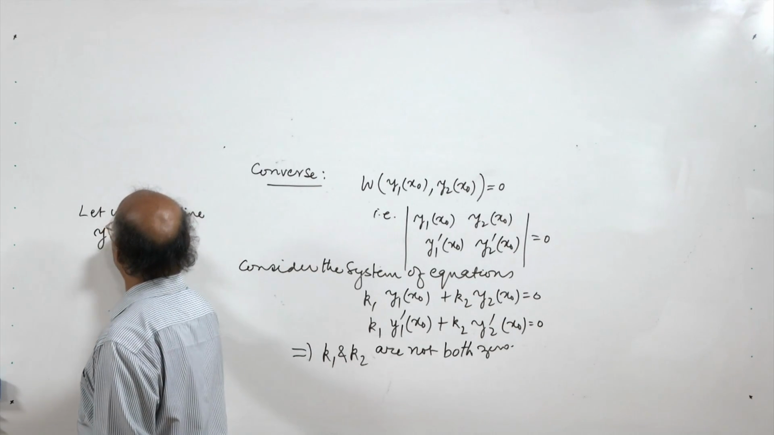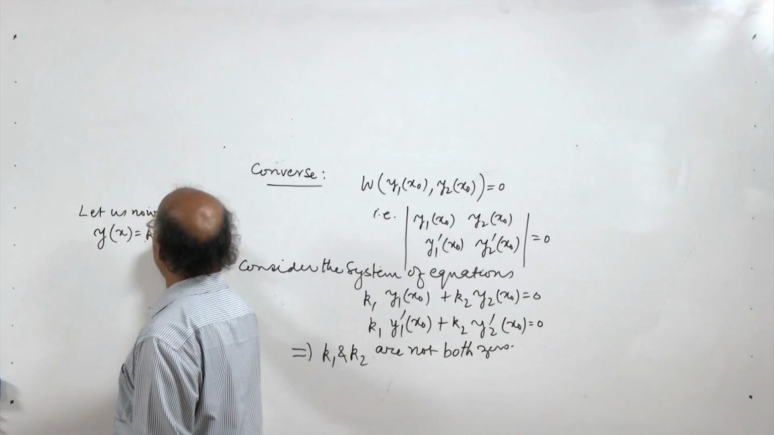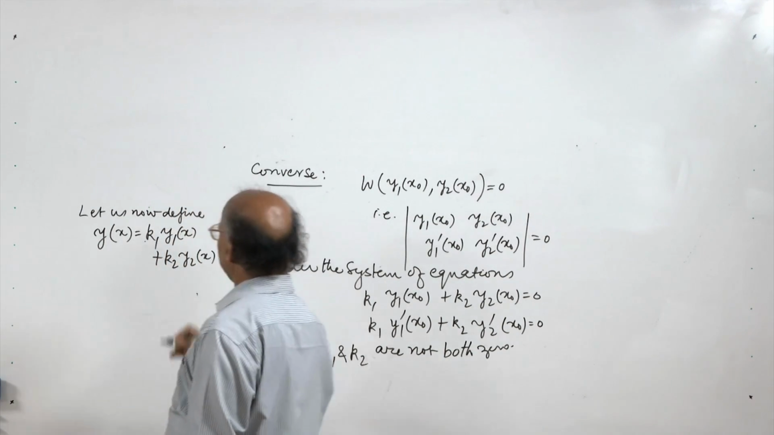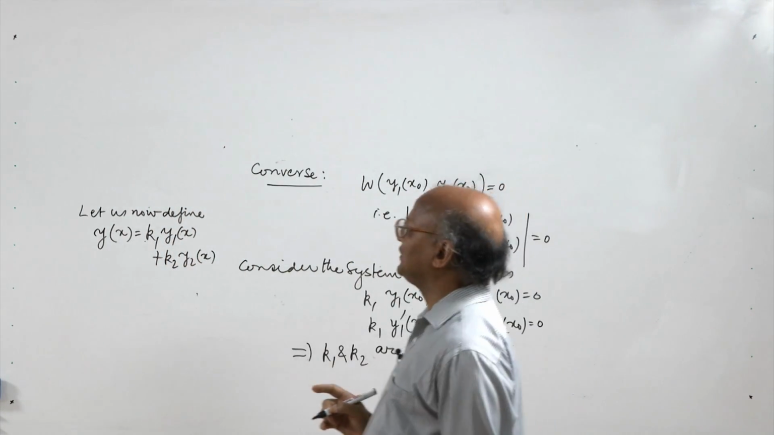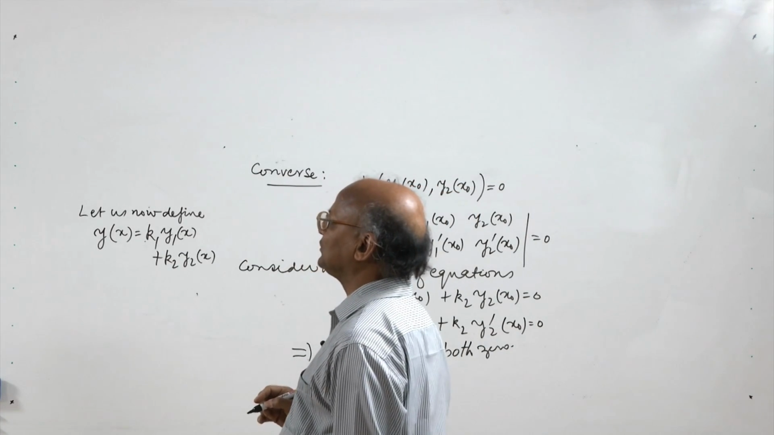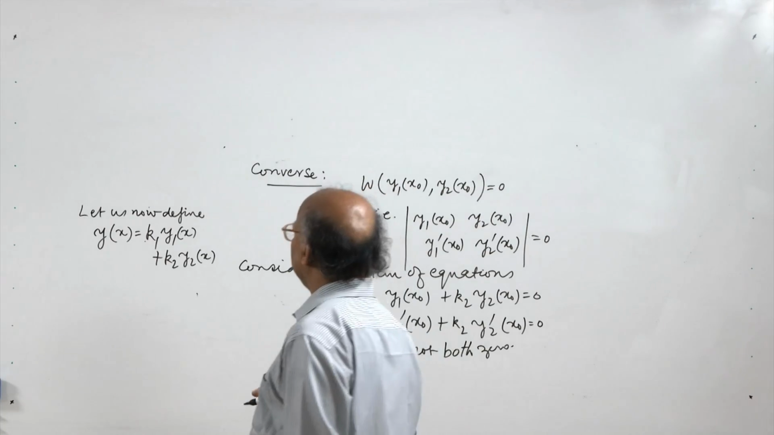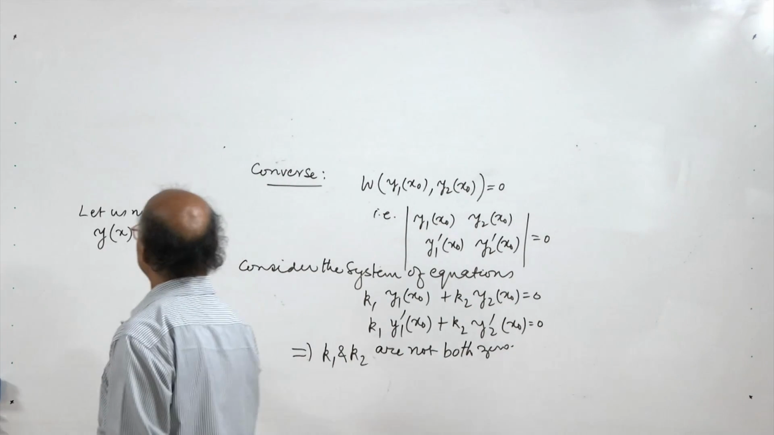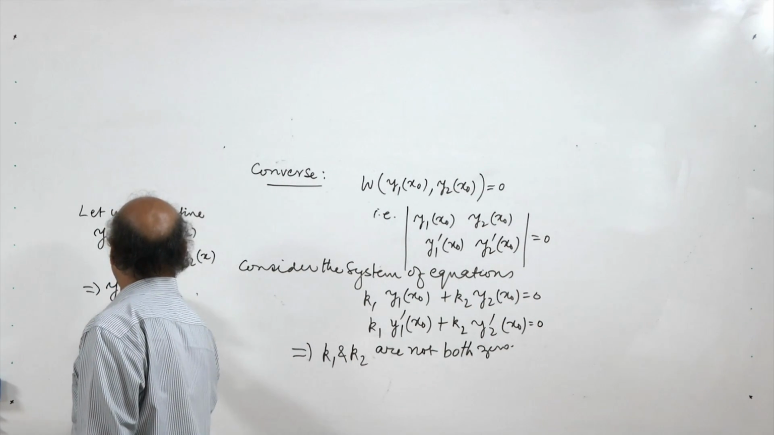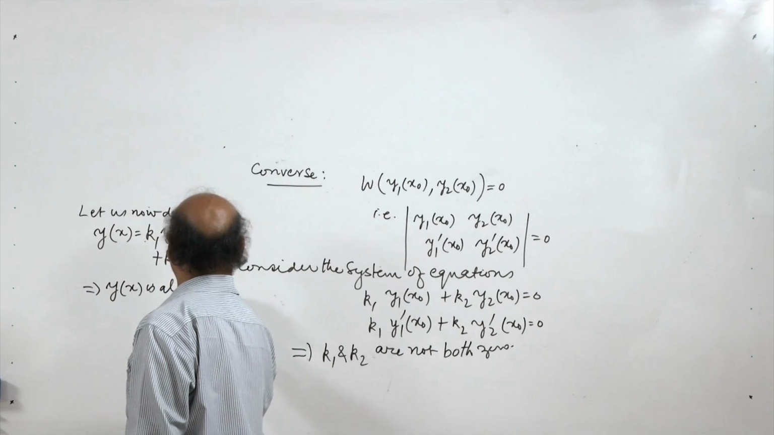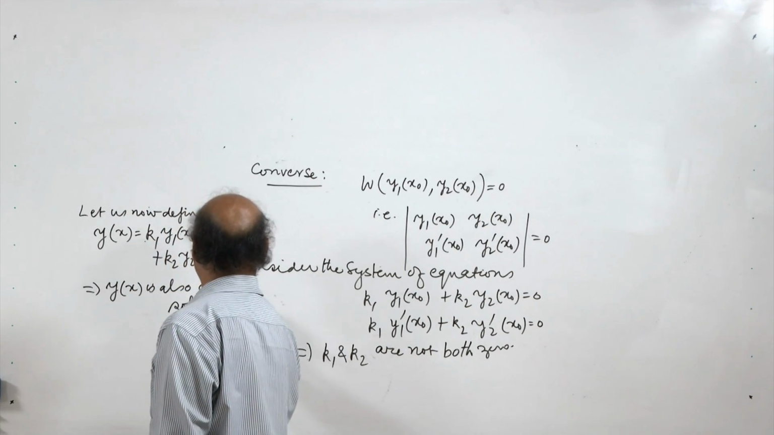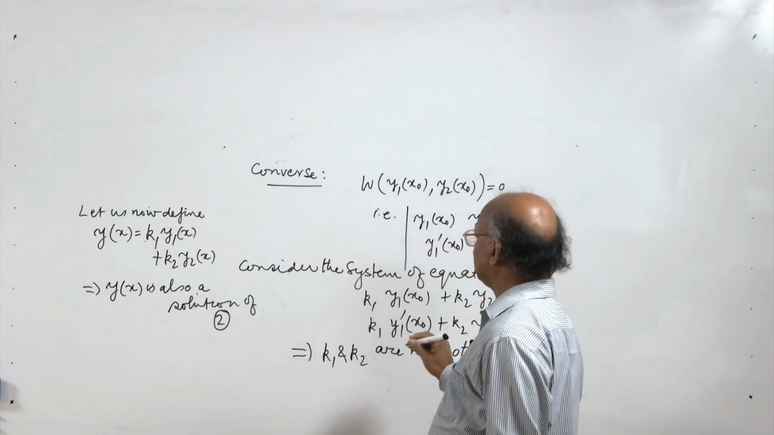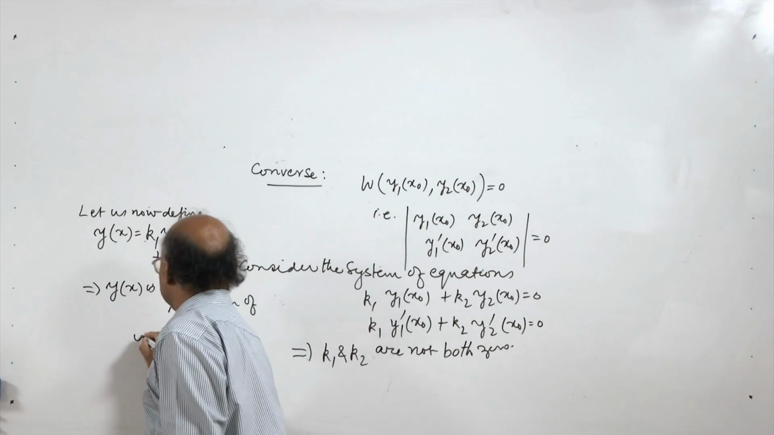And now let us define y(x) equal to K1 times y1(x) plus K2 times y2(x). Since y1 and y2 are solutions of equation 2 and equation 2 is a homogeneous equation, by the superposition principle it follows that K1 y1 plus K2 y2 is also a solution of equation 2. So y(x) is also a solution of equation 2. Now from these equations it follows that y at x naught is equal to 0.